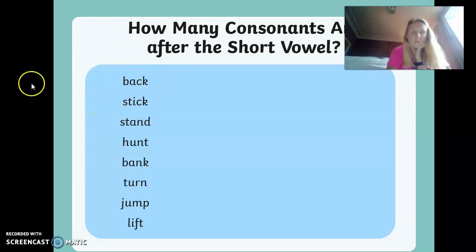So let's have a look at this one. S, T, I, K, stick. So I is my vowel, and I can see that there are two consonants after that because I know that my vowels are A, E, I, O, and U. So I can see these words here.